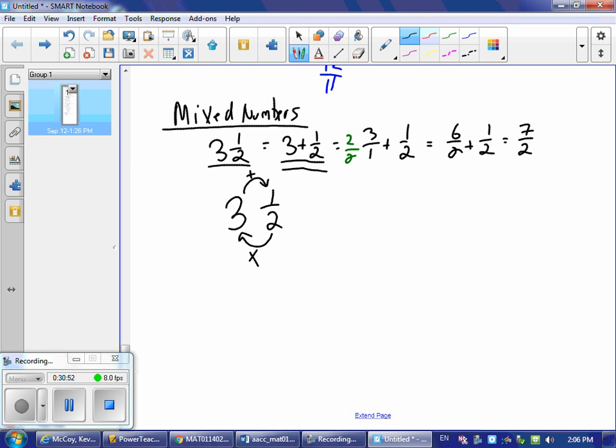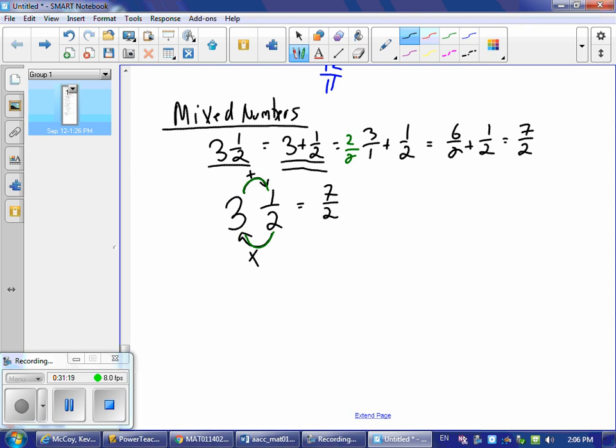So in our case, 2 times 3 is 6, plus 1 is 7. Back over the 2 is 7 halves. So that's how we go from a mixed number to an improper fraction. And it's going to be necessary to do that in order to do some of our division and multiplication and things like that.